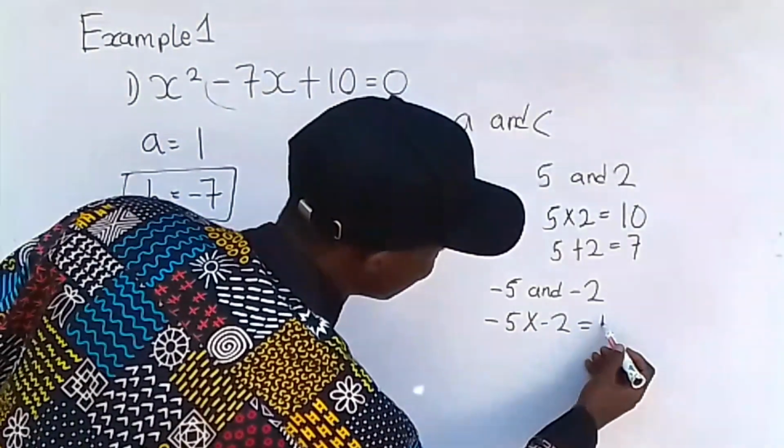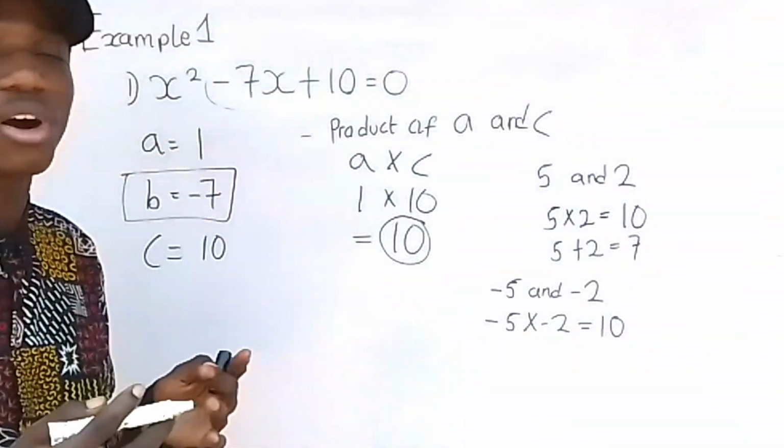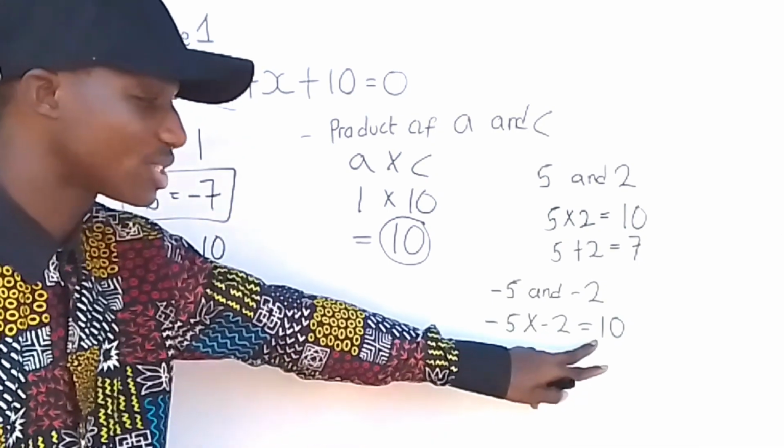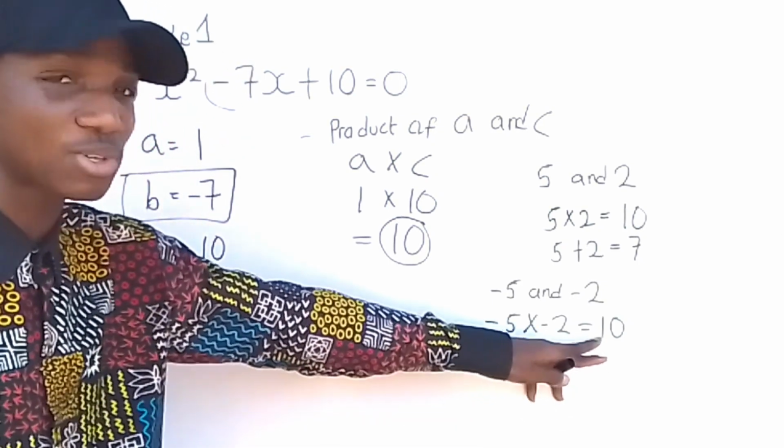Don't forget that minus multiplied by minus will be equals to positive. Negative multiplied by negative will be equals to positive. So 5 times 2 is 10. So that is positive 10.